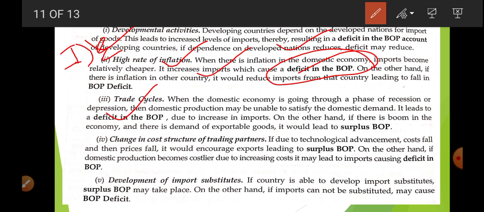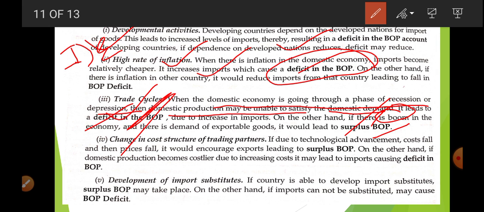Now trade cycle. If the domestic country is going through a phase of recession or depression, then domestic production may be unable to satisfy the domestic demand. So there will be a deficit in balance of payment or surplus. There can be any condition. In recession and depression, there will be a deficit, and at the time of boom, there will be a surplus.